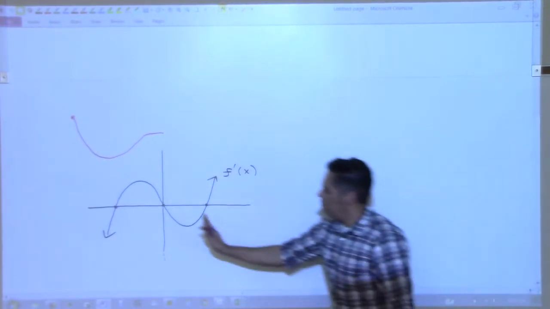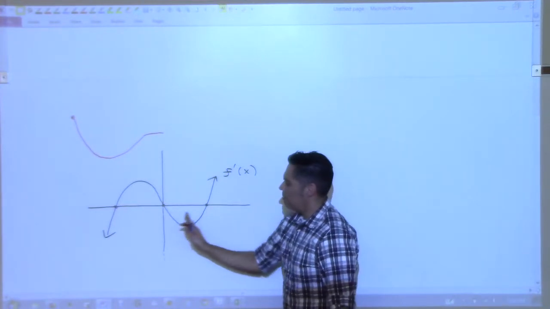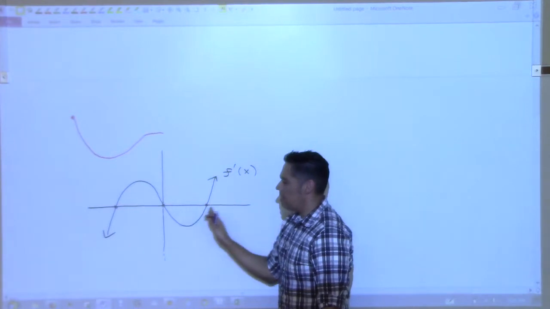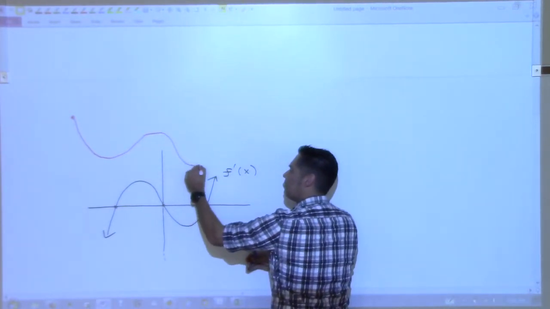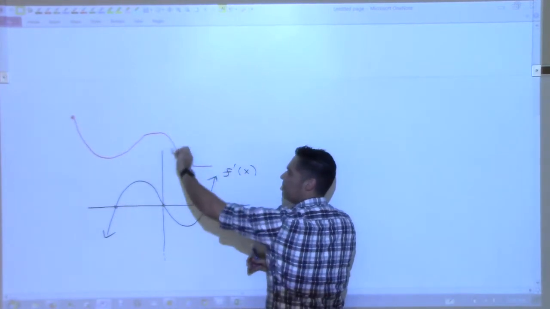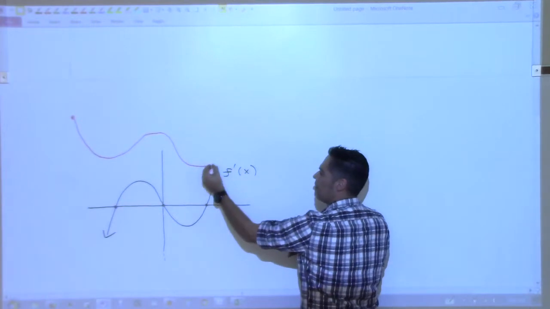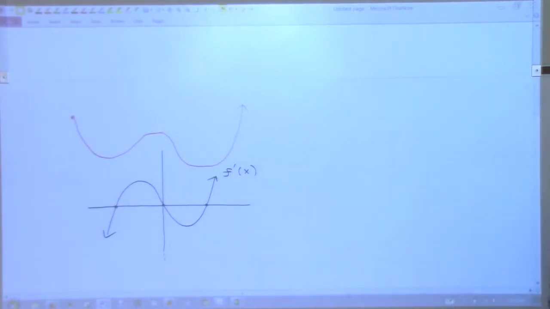And then what about between here and here? The original function is going down. But it's got to go down and then get back to 0, flat. And then once I get past this point, it's got to start going back up again. So that would qualify as an F.